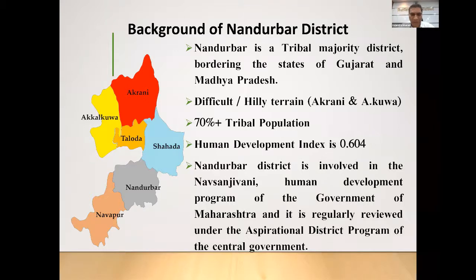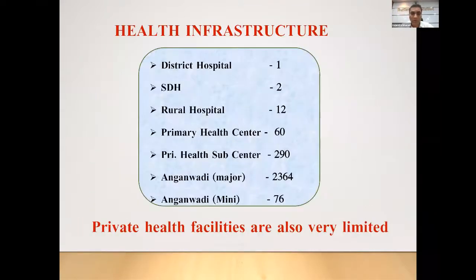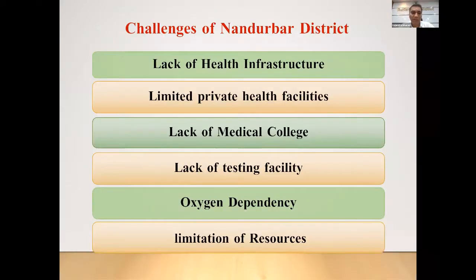And because of the hilly terrain of Satpura, a lot of health issues were there. We have only one district hospital, 2 SDH, 12 rural hospitals. But when COVID started, 90% of government hospitals were already occupied by regular patients like deliveries, cesareans, fever, malaria, typhoid. So it was very difficult for us to convert these regular hospitals into COVID hospitals. So these were the issues.